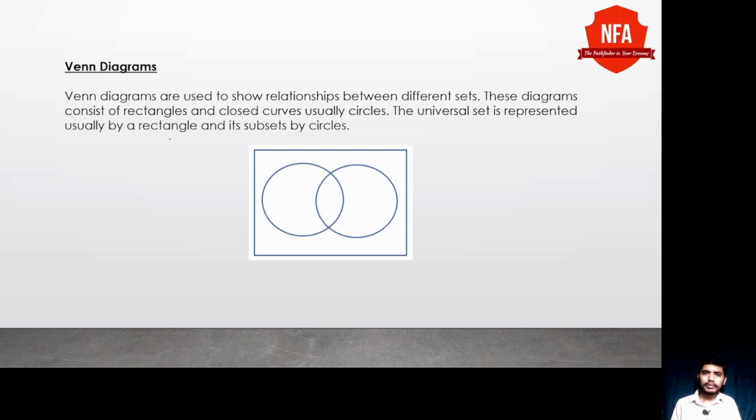What are Venn diagrams? Venn diagrams are used to show relationship between sets. Let's say we are given set A and set B. Venn diagrams are used to show the relationship between them using closed curves, usually circles. This is the universal set represented by U, and inside the universal set we have set A and set B.